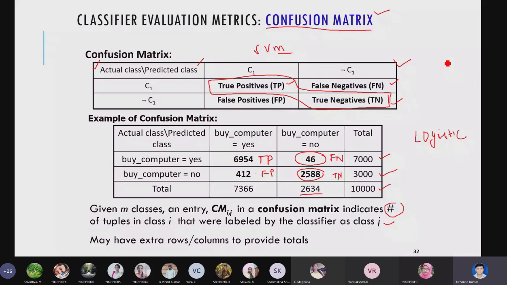Understood up to now? Any confusion in this confusion matrix? What is a confusion matrix? It is one of the matrices. Yeah, it is a matrix. What is the matrix? But what does it contain?